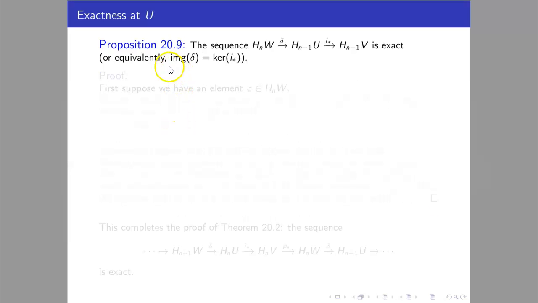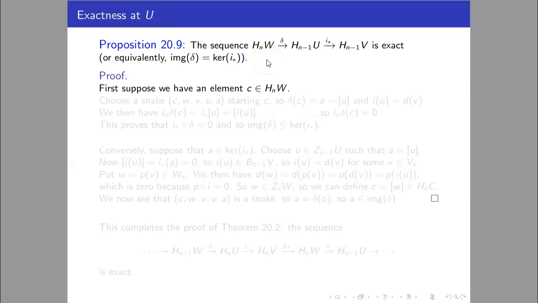And finally, we need to prove exactness at U. In other words, that this sequence delta followed by I lower star is exact, or the image of delta is equal to the kernel of I lower star. So firstly, we want to prove that this composite, I lower star composed with delta, should be equal to 0. So we start with an element C here.